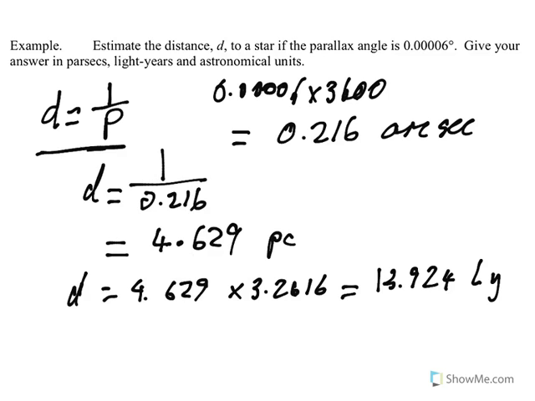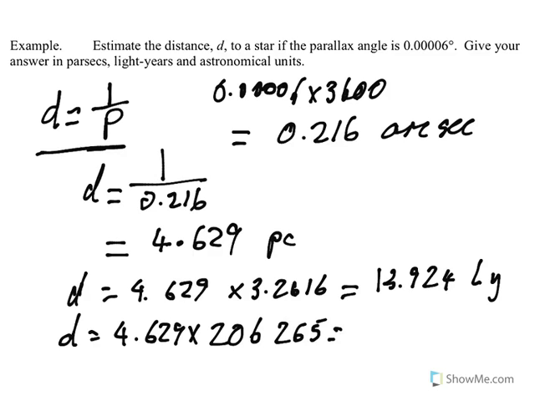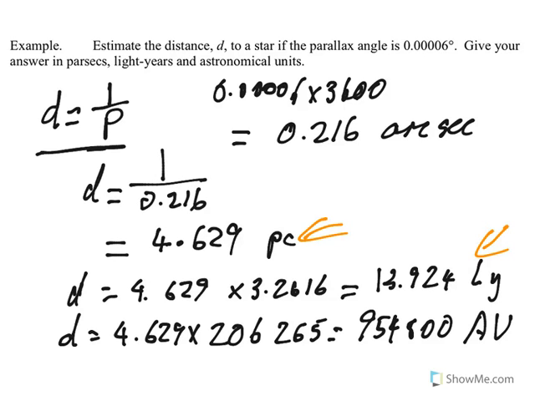Then the other one, astronomical units. Just above that, it says to convert to astronomical units, you multiply by 206265, and when you do that, you get a much bigger number, 954,800 astronomical units. So, as you can see from those numbers, when astronomers talk in terms of parsec and light years, the numbers are far more manageable than astronomical units.